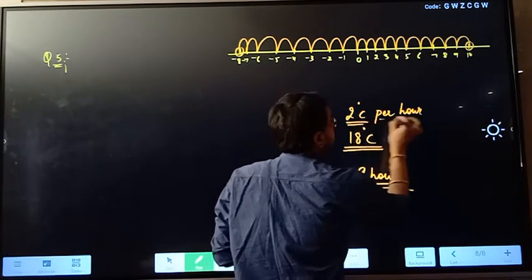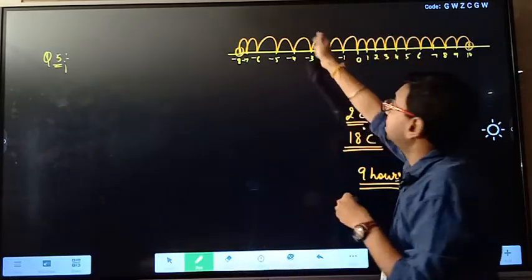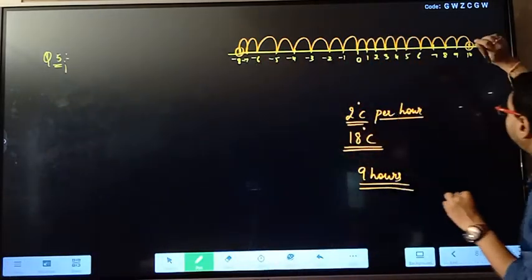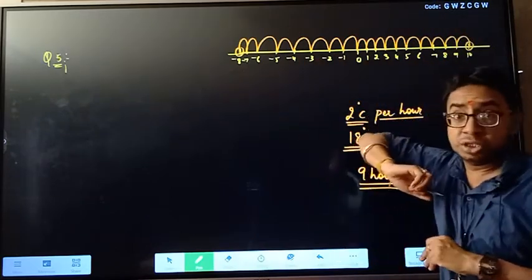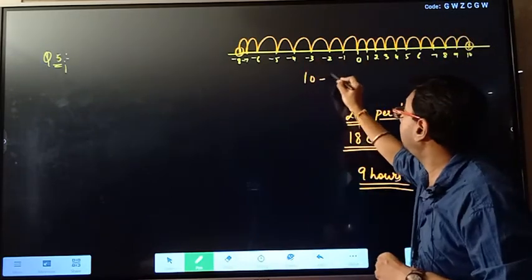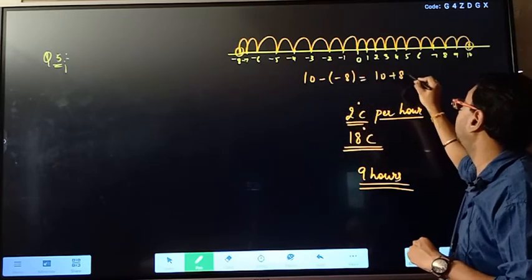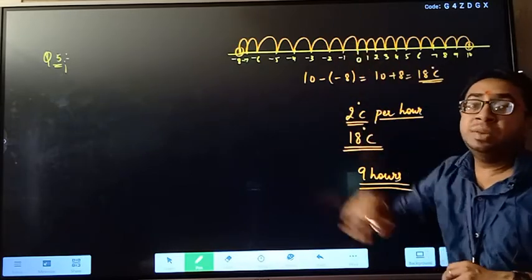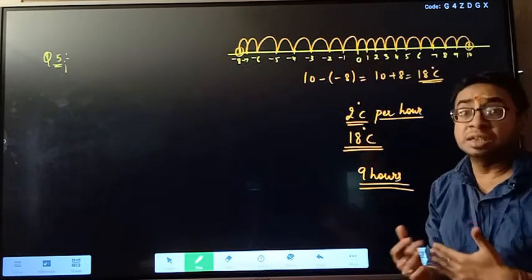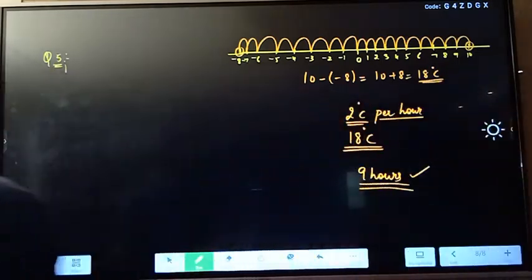2 degrees Celsius per hour it is decreasing by. But the total temperature decrease is 18 degrees Celsius, from 10 to minus 8 we have reached. It means the total difference has to be 18 degrees Celsius. So in how many hours would the temperature change by 18 degrees Celsius? If we complete the difference, 9 hours. Are we clear? So let's see the question now.